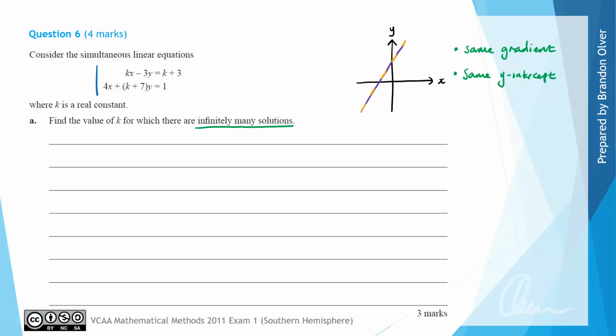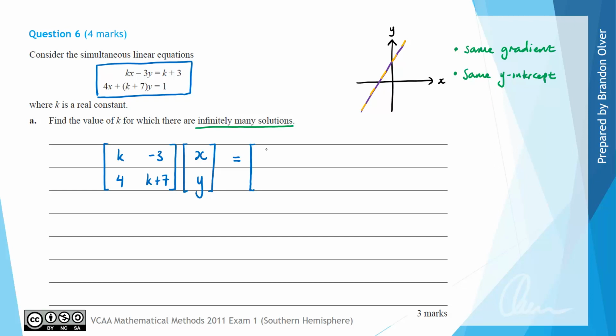So we can consider this simultaneous system of equations, and it can actually be expressed in matrix form as follows. So we have k, minus 3 in these positions, and then we have 4 and k plus 7 in this position. So essentially we take the coefficients of x and y, and we put them in positions in a matrix such that when we multiply that out, we would get kx minus 3y and 4x plus (k plus 7)y. And we know that that is going to equal the values k plus 3 and 1.